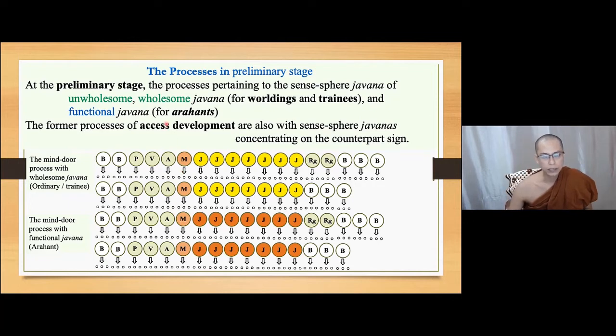And starting from the asset development, the object becomes the counterpart sign. When the counterpart sign becomes the object, there's no more registration, because that is the concept. So the concept becomes the object. Then at the moment of the jhana concentrating on the counterpart sign, the process will continue. Still the sense sphere jhana. So in the preliminary stage and the asset development stage, the mental processes are just mind door processes with sense sphere jhana.